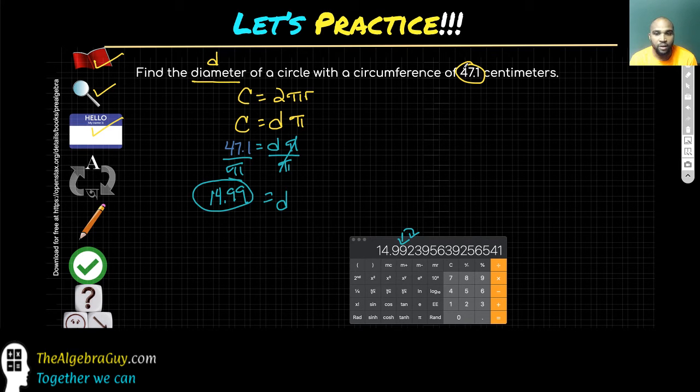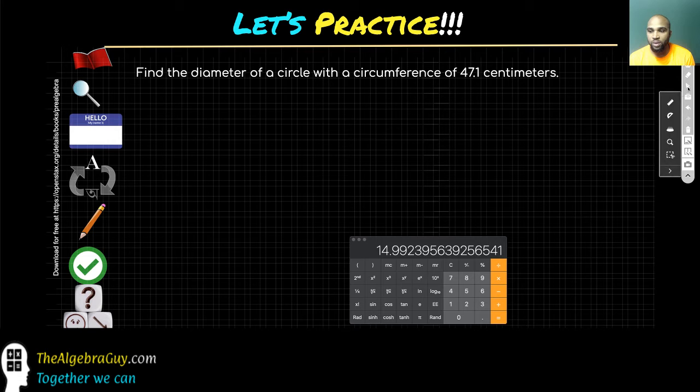So let me make sure I set it up. I solved it. Did I answer the question? Yes, I answered what the diameter is. And then I make sure I put in the full sentence. Find the diameter. The only thing I'm missing here is the units. Please make sure you remember that. So this should be 14.99 centimeters. And I could have just abbreviated cm, but don't forget that to fully answer this question.